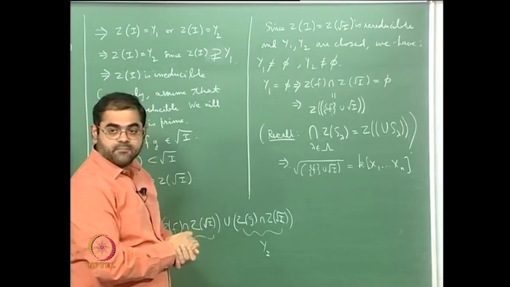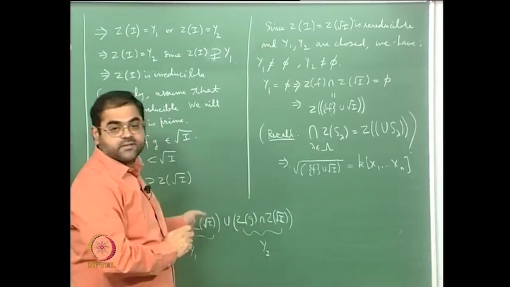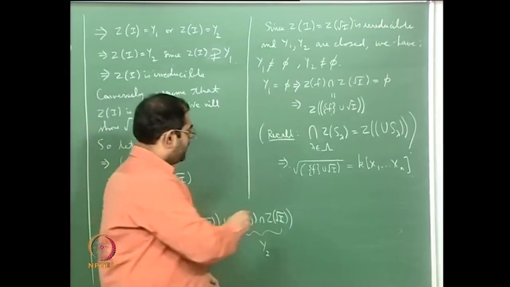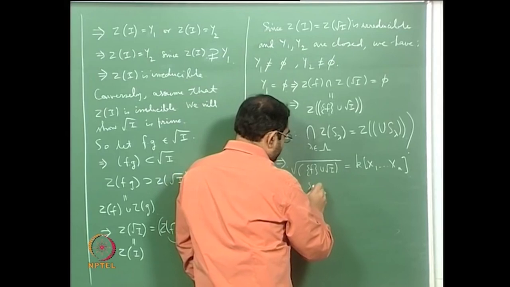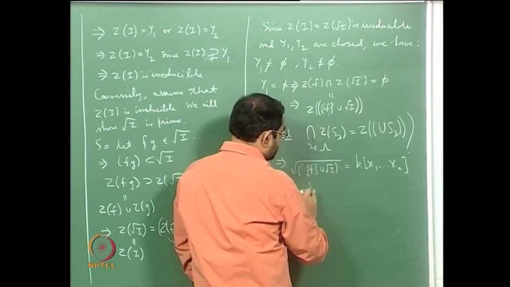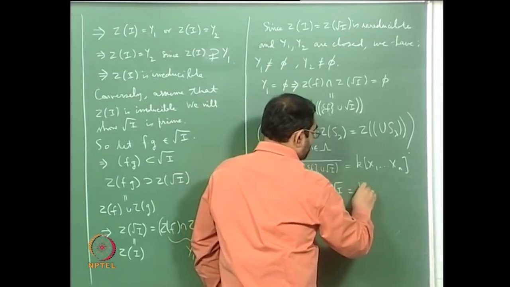And if this happens, I essentially have to show that I am done, otherwise I have to proceed further. So what does this mean? This means that the ideal generated by f union rad I is itself the polynomial ring.